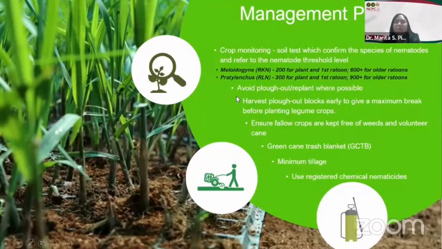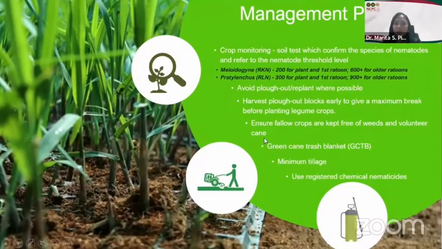Another management practice is we have to avoid plough-out. This means the remnants of the plants need to be removed, and if possible, replant. Another thing is related to sanitation: harvest plough-out blocks early to give a maximum break before planting other crops, possibly leguminous crops. Then ensure fallow crop are kept. Fallow means you rest the area free from other plants or crops, particularly free of weeds and volunteer cane. This is to avoid build-up of root knot nematode and root lesion nematodes.